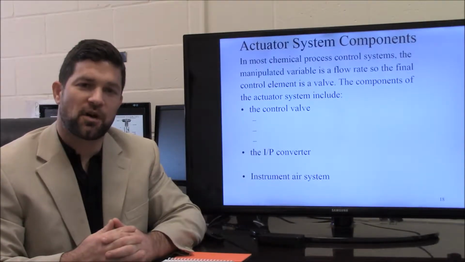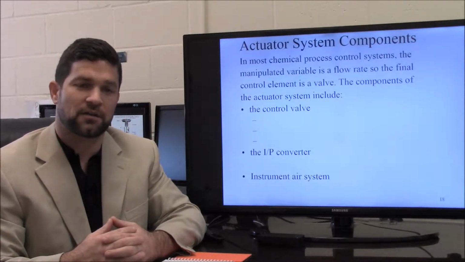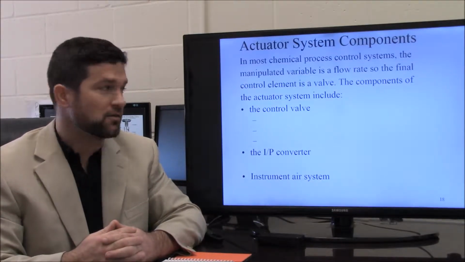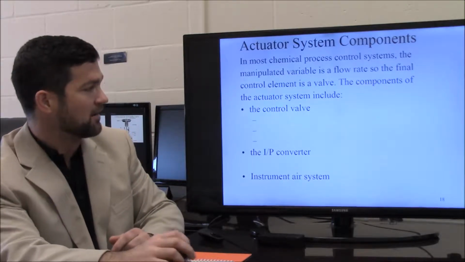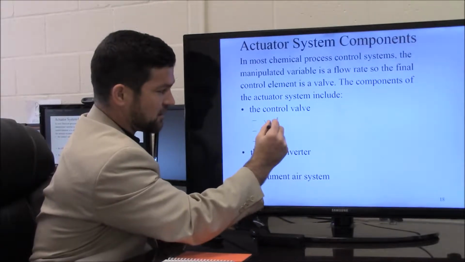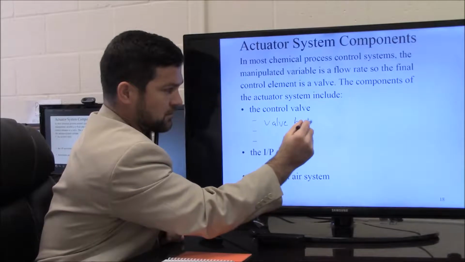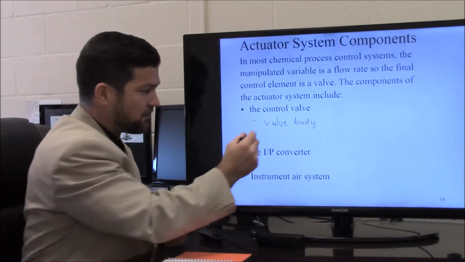In most chemical process control systems, the manipulated variable is a flow rate, so the final control element is a flow valve. The components of the valve, or the actuator system, include the valve body, the valve plug and stem, and the valve actuator. So if we can fill in a few points here, we have the valve body. Okay, that will determine the maximum flow that can go through the valve.